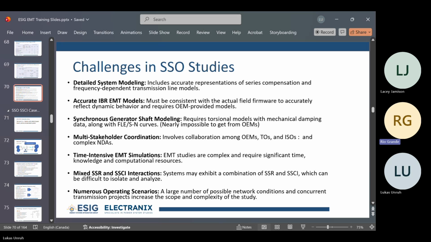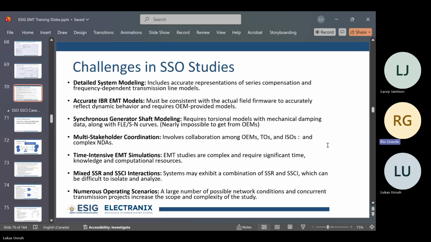Synchronous machine shaft modeling: torsional models with mechanical damping data along with the SN curves are nearly impossible to get from the manufacturers. So sometimes, for screening and for the stability studies, you'd really need this torsional data to do an SSTI or an SSR or an SSTI TA study. But that data is really hard to get, so that's a note to require that data from those generators and make them aware that if they're in a series compensated system, they may be required to produce that data, or if they're connecting nearby IVRs or loads.